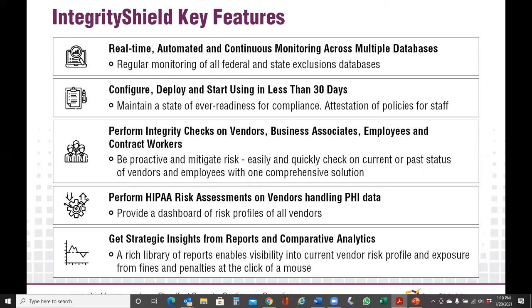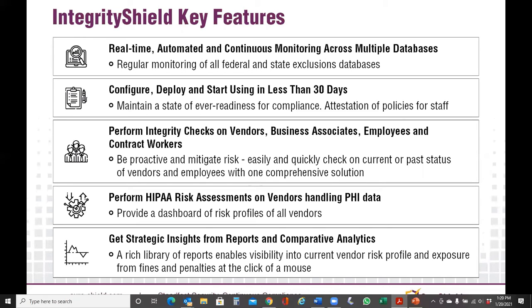It will provide those integrity checks on all of your vendors, your business associates, your employees, your contracted workers. That again is up to you in terms of how you want to use that, but it has the ability to manage that across your whole ecosystem of providers and vendors.